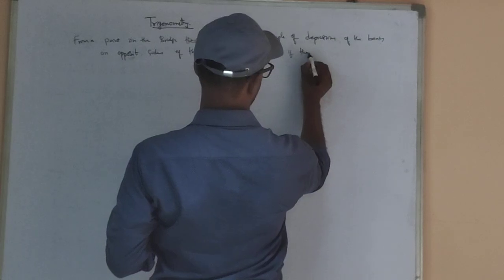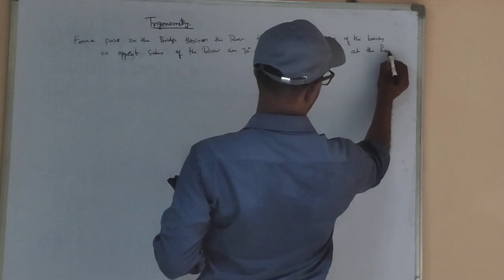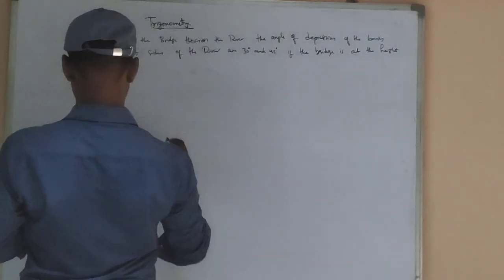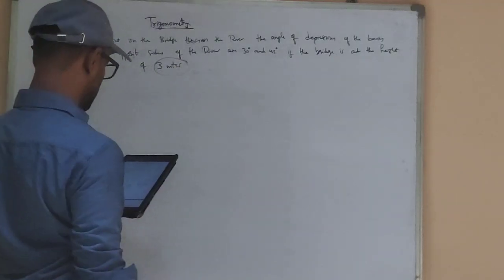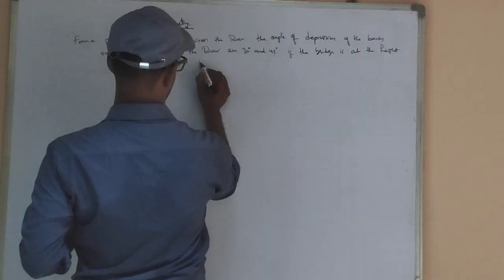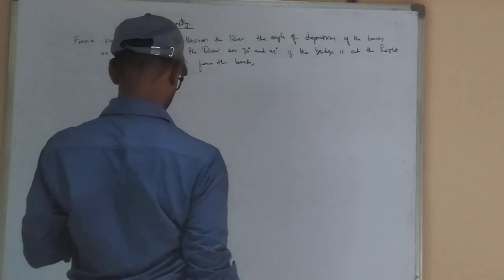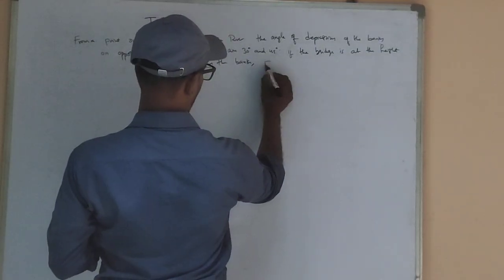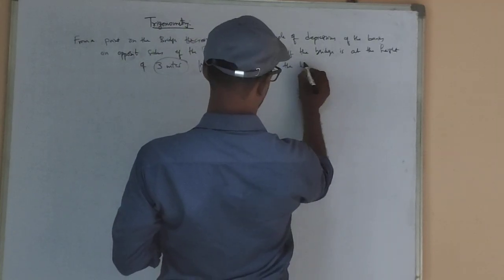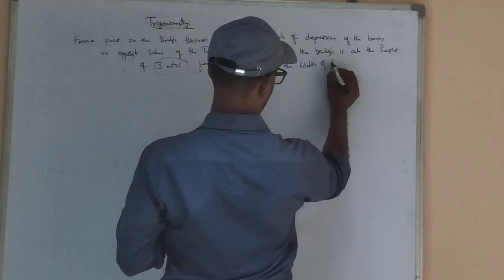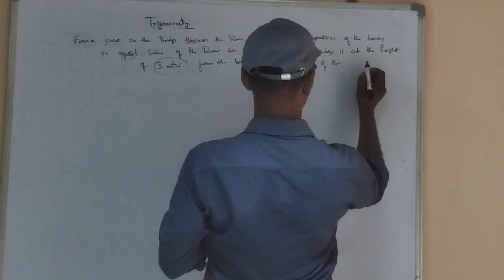If the bridge is at a height of 3 meters from the banks, find the width of the river.